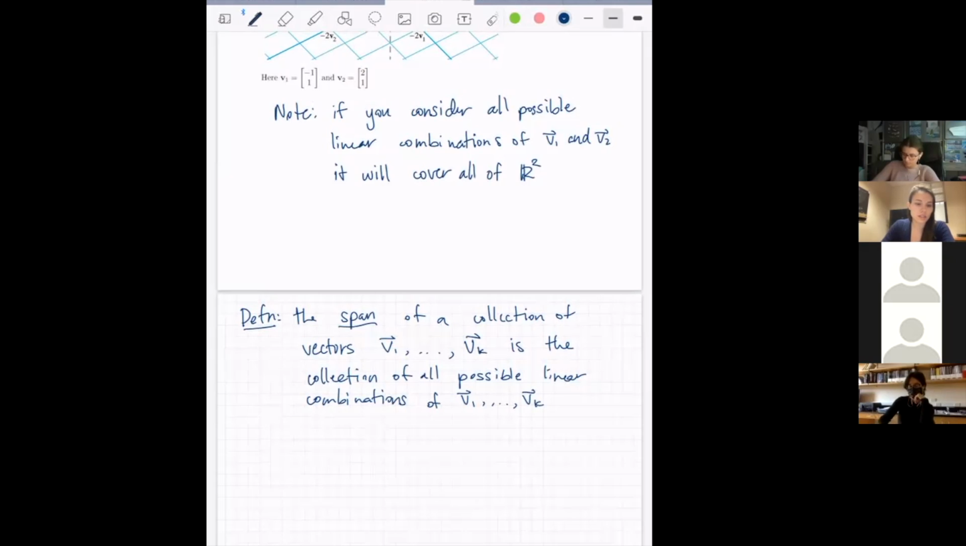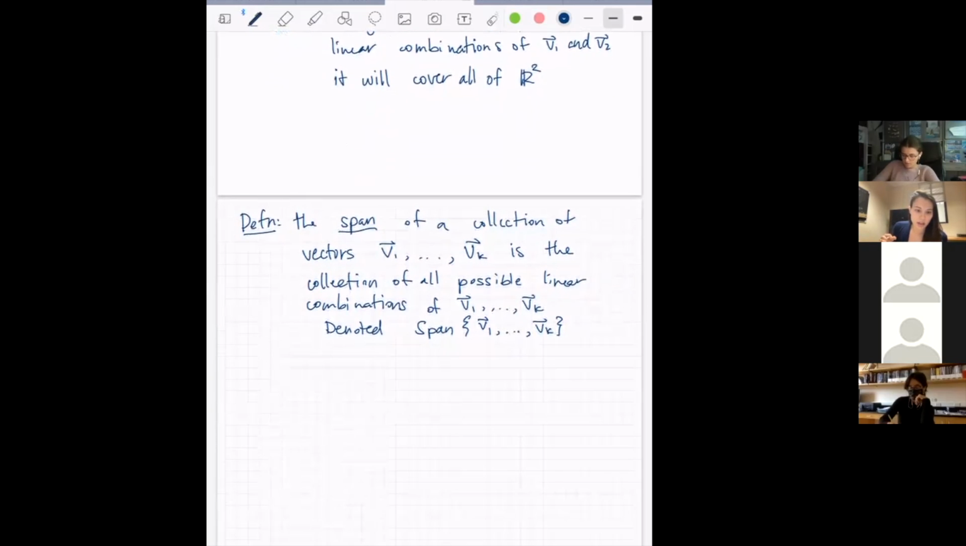This is the notation that we use: capital S-P-A-N, span, and then we use the set brackets, the curly braces, to enclose the vectors that we're talking about the span of. So V1 up to Vk.